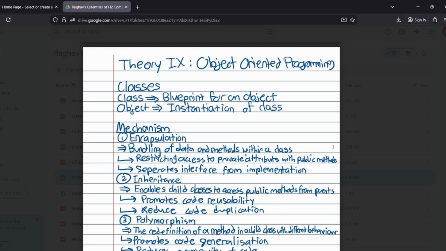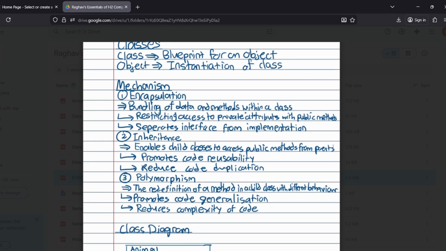Then you have the mechanisms behind it. Oh god, get ready because this is confusing. Encapsulation. Encapsulation is the bundling of data and methods within a class. It restricts access to private attributes with public methods. This means that you cannot just anyhow go dig into whatever variables you have and set them and get them however you like. You need to use public methods to dig and mess with private attributes. This separates interface from implementation. You have to say this, by the way.